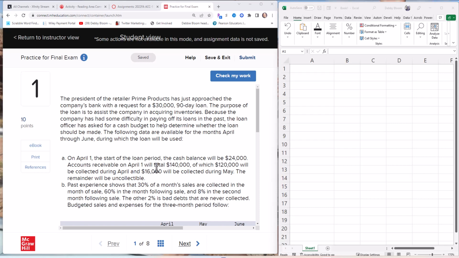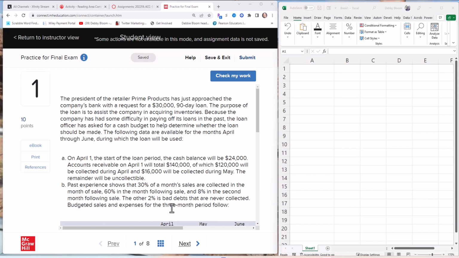Accounts receivable on April 1st will total $140,000, of which $120,000 will be collected during April, and $16,000 will be collected during May. The remainder will be uncollectible. Past experience shows that 30% of a month's sales are collected in the month of sale, 60% in the month following sale, and 8% in the second month following sale. The other 2% is bad debts that are never collected.